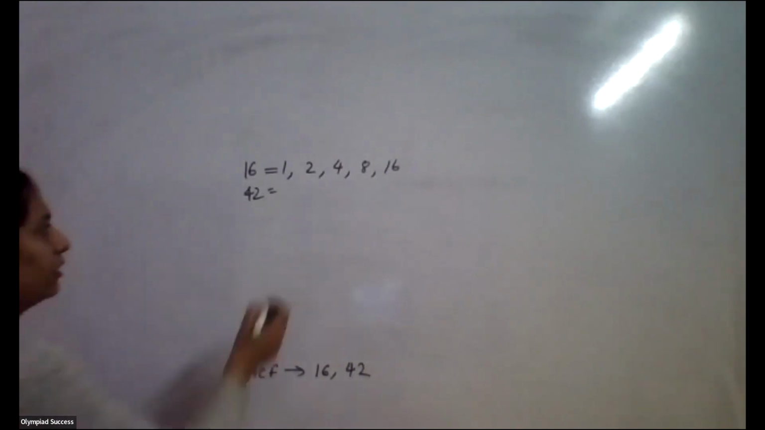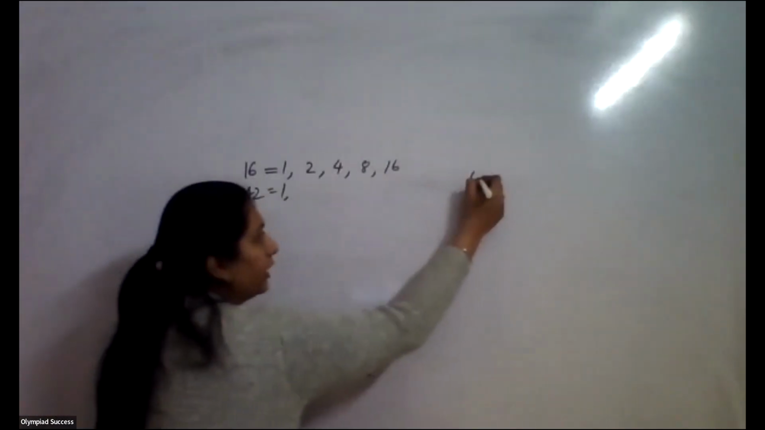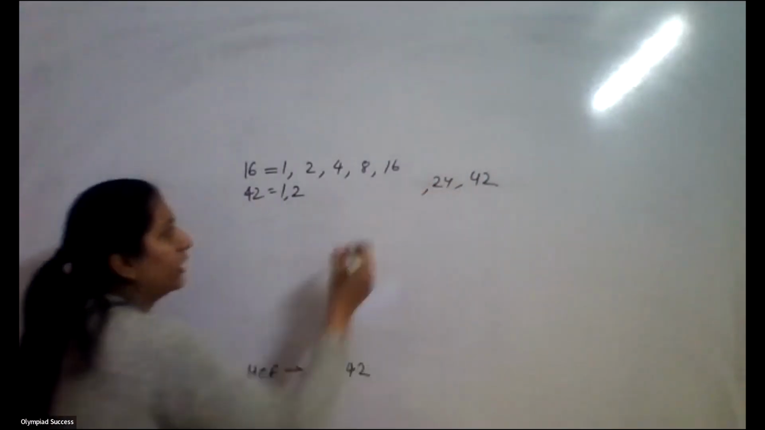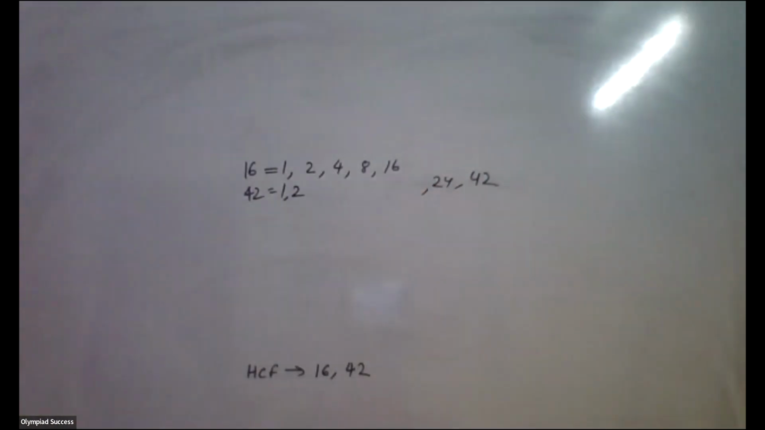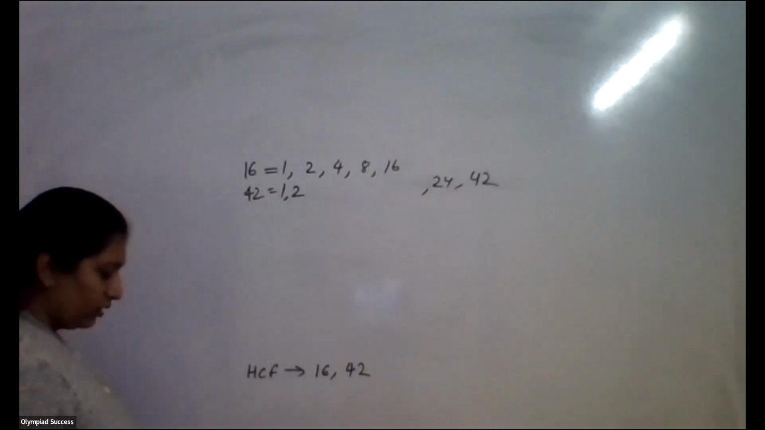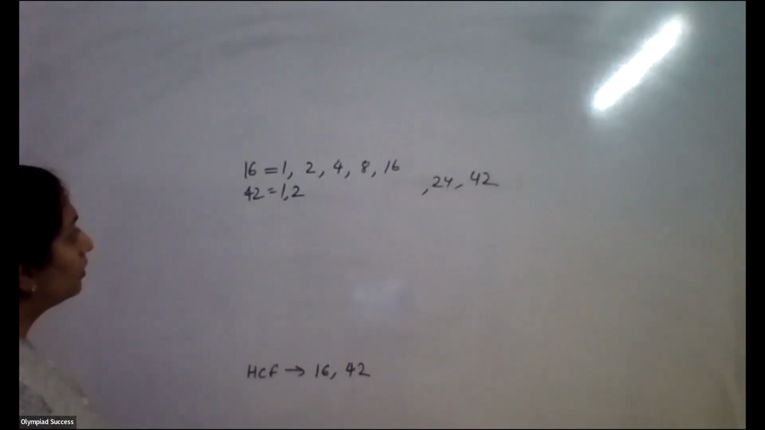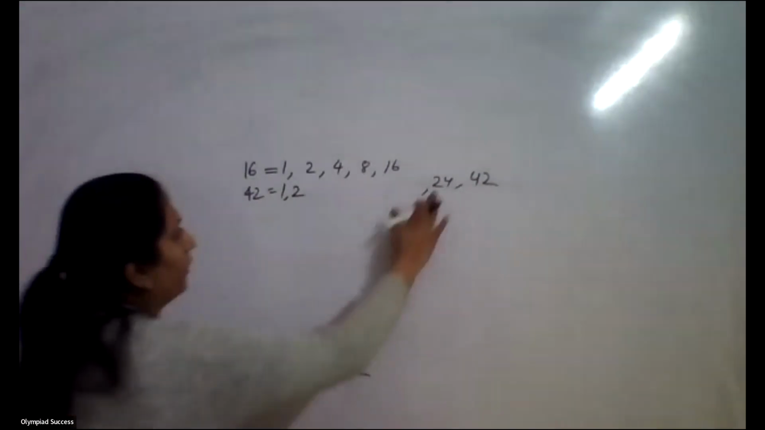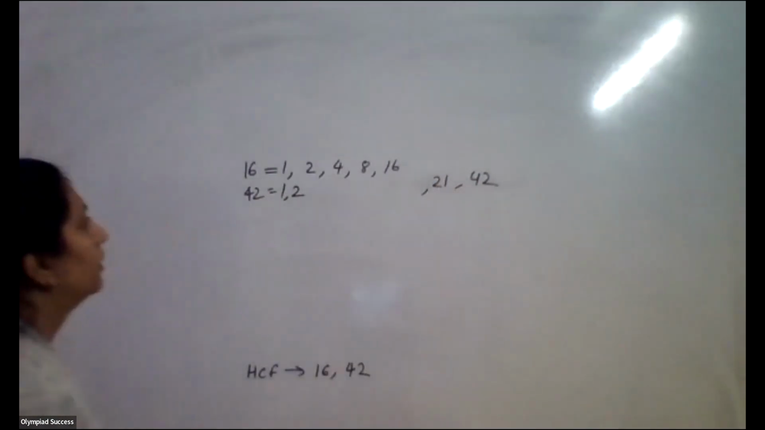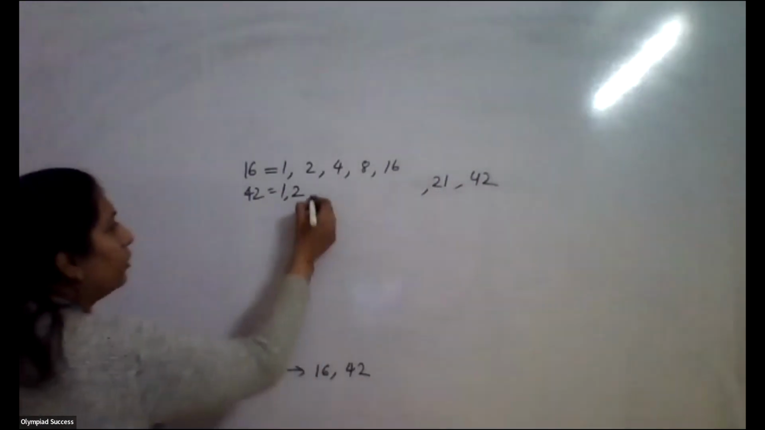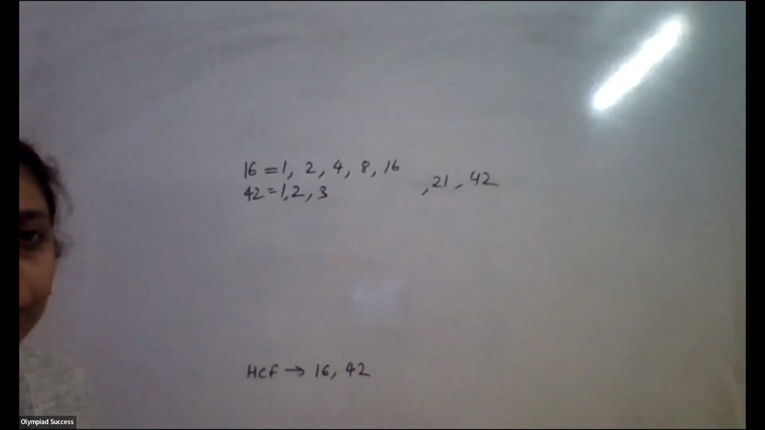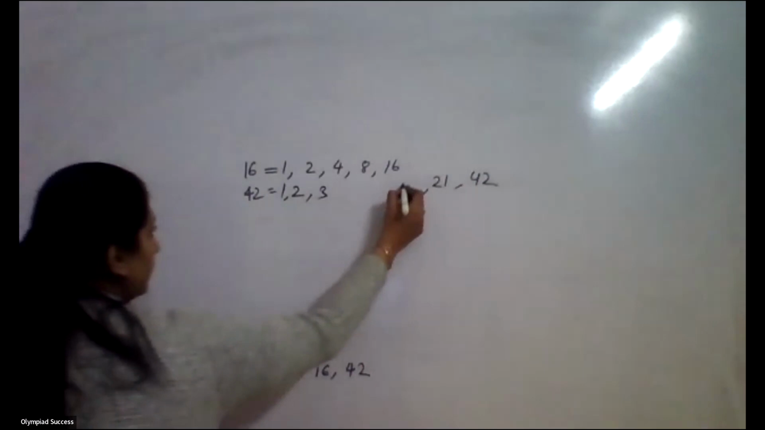So that will be 1 into 42 will give you 42. 2 into 21 will give you 42. Now if I talk about 3, then 3 into, sorry, 21. I have written here. So 21. Now 3 into what will give you 42? Yes, 3 into 14. Correct.